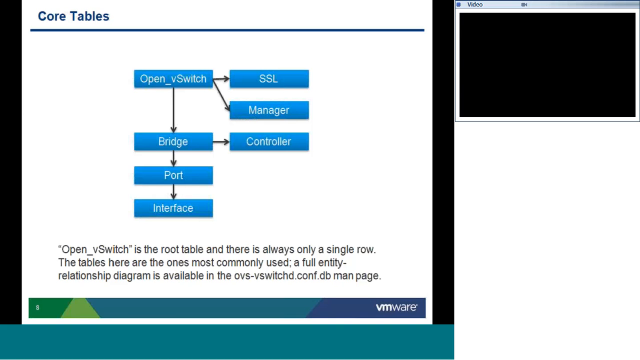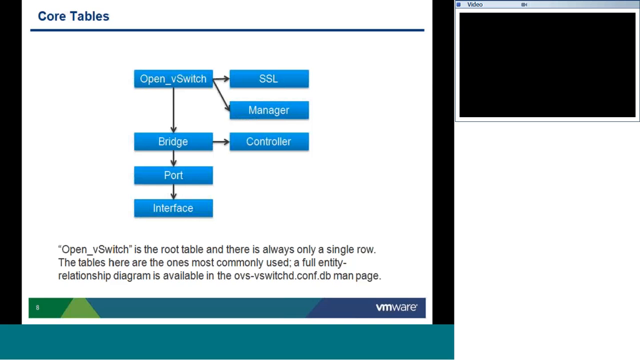Is the interface table populated by scanning the interfaces? Yes, so the question was, is the interface table populated by scanning? And no, the interface table is not automatically populated. When you run something like ovs-vsctl add-port, it will create the interface and the port and then link it to the bridge. And then it also validates to make sure that the interface exists.